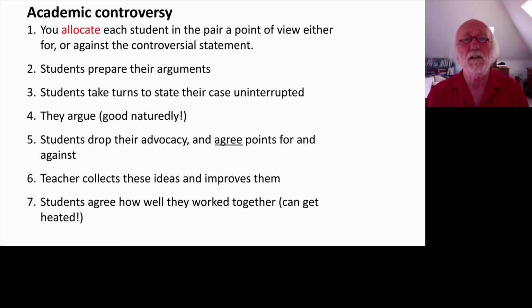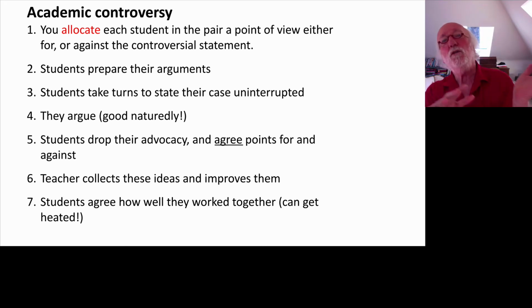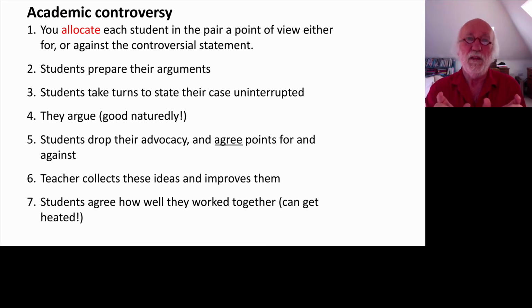So away we go. This is the way the method works. First of all, you allocate each student in a pair a point of view, either for or against the controversial statement. So you're putting students into pairs, and you might say, all the students on the windows side of the classroom, you will argue that screws are better than nails. All the students on the door side of the classroom, you will argue that nails are better than screws. So they've got two opposing points of view in this controversy. And you allocate those.